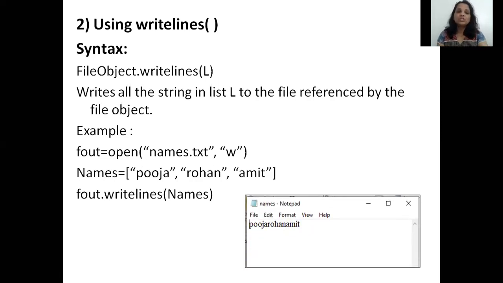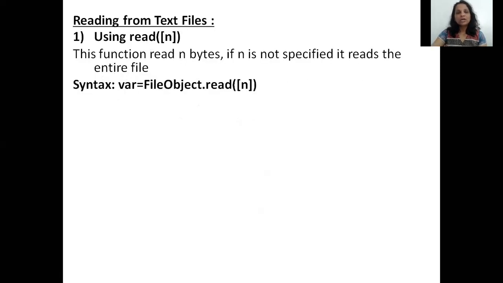But suppose your list had Pooja /n, Rohan /n, Amit /n, then what would happen? After it writes Pooja, it would go to the next line, then write Rohan, go to the next line, then write Amit, and then go to the next line. Is that clear? So remember, going to the next line depends upon whether you have specified the /n character as a part of the string or not. Clear? Okay.